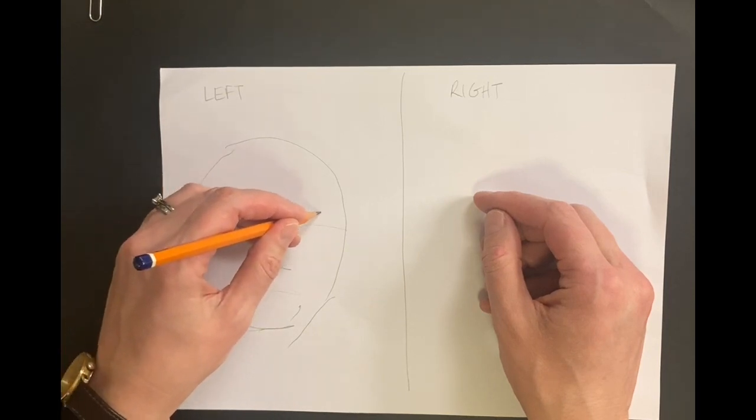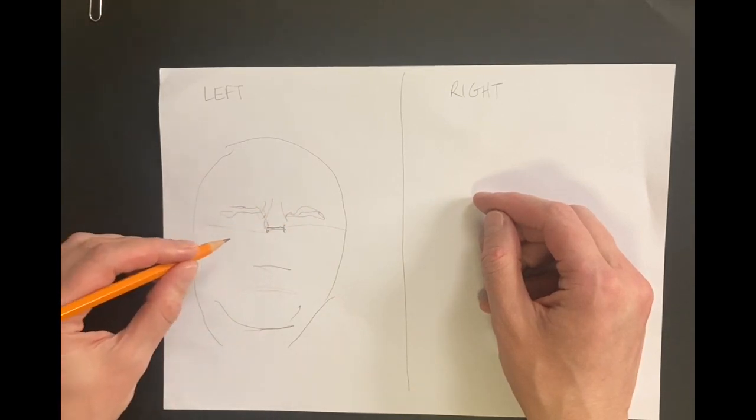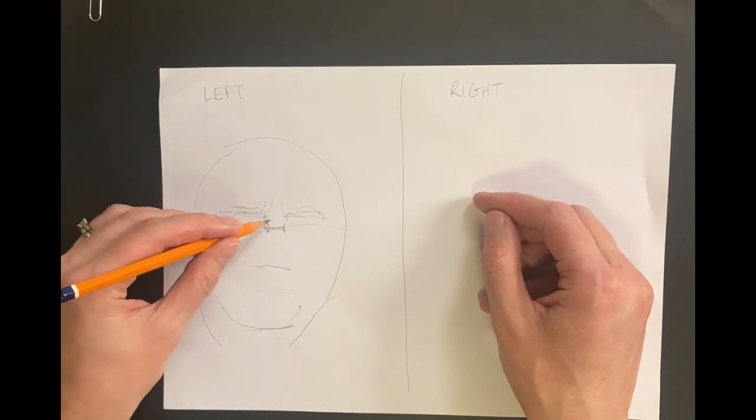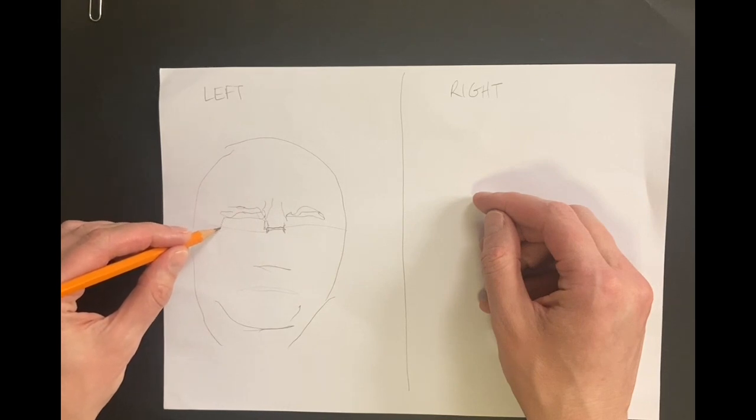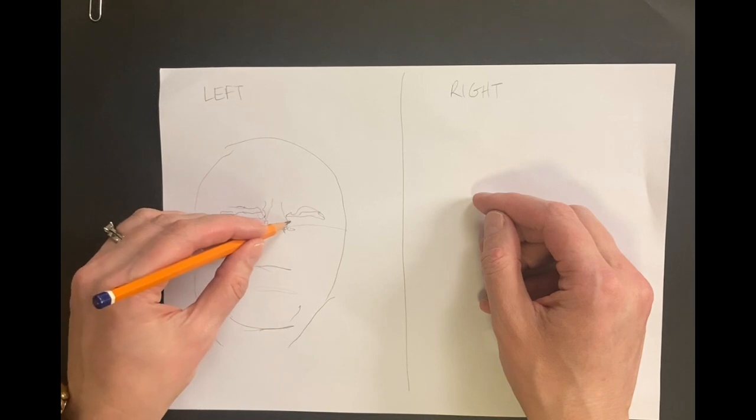Okay. So what I'd like you to do is, if your teacher can just set an alarm for 7 minutes, and I'd like you to do this first portrait with your non-dominant hand in 7 minutes. Okay, off you go.